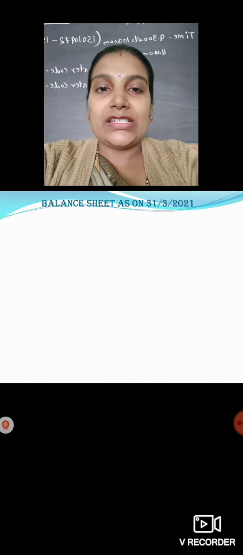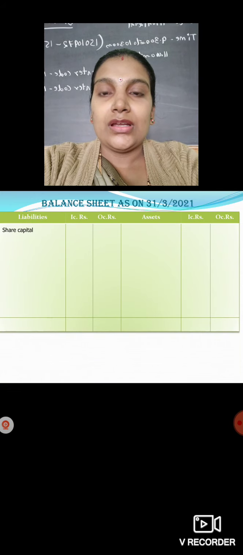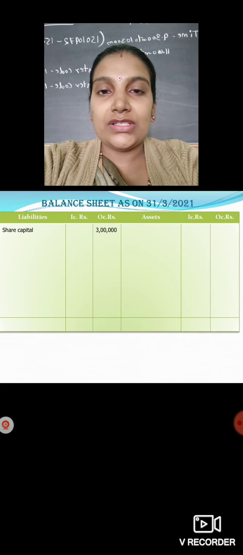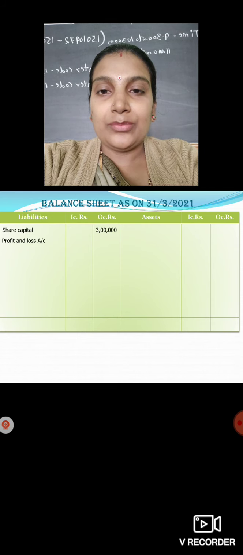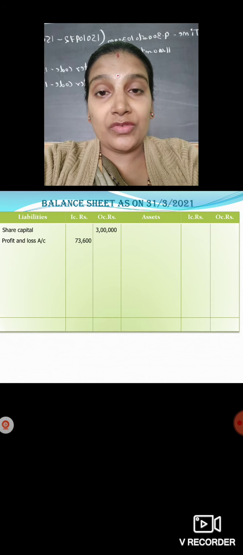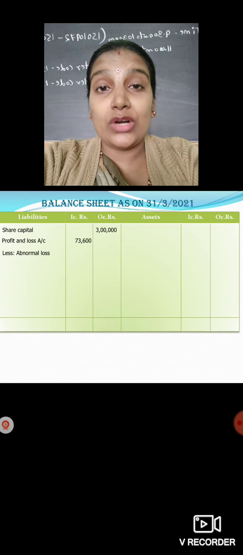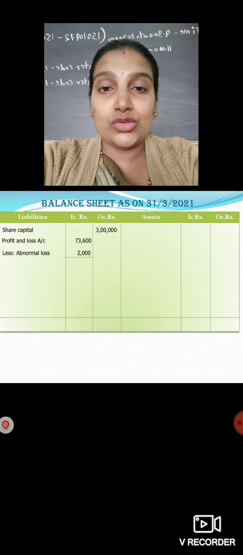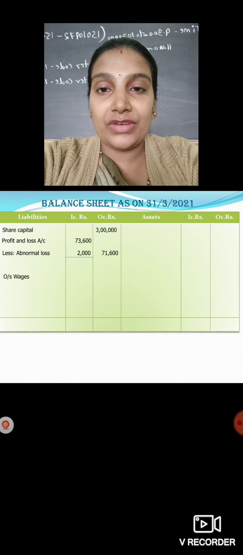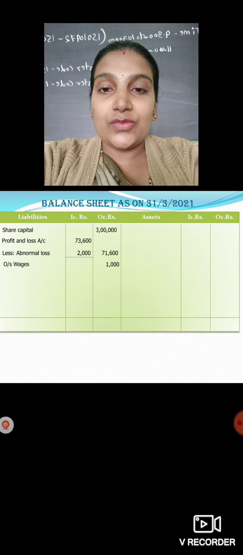Now we'll prepare a balance sheet. On the debit side, share capital you should record first, 3 lakh. Then profit and loss account: how much have we transferred to profit and loss? 73,600 less abnormal loss 2,000, so 71,600 is the profit. Then outstanding wages 1,000 and outstanding salary 3,000.